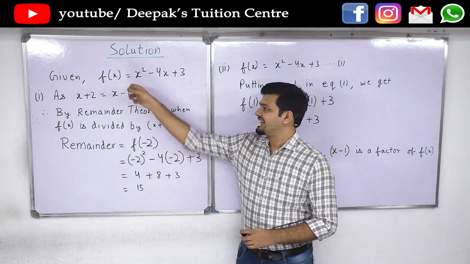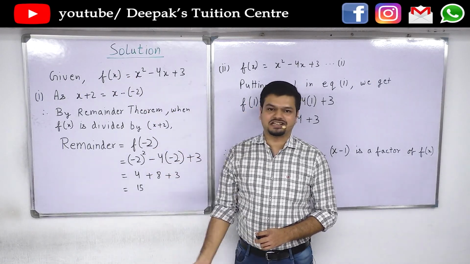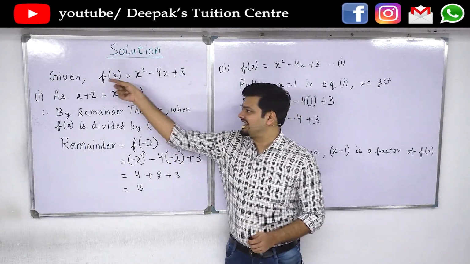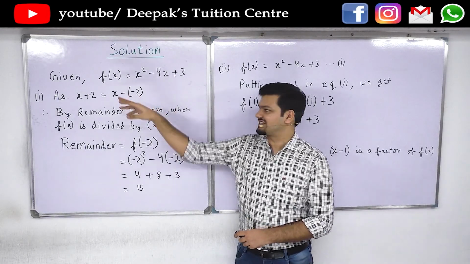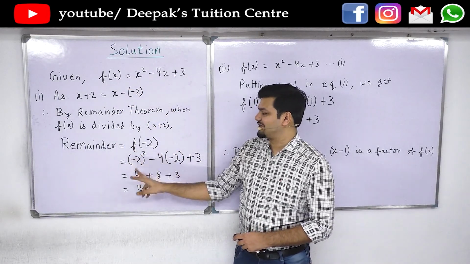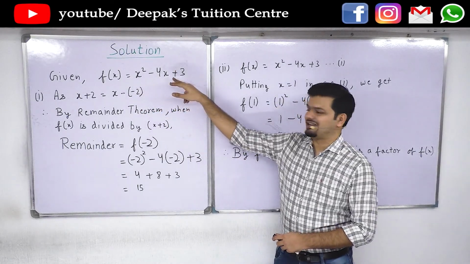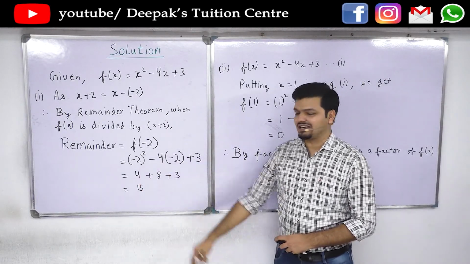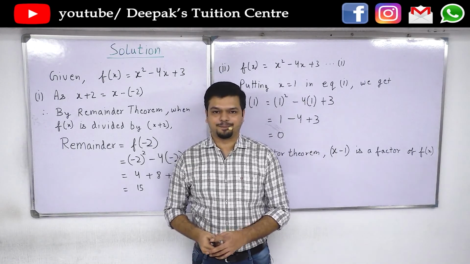That simply means that we replace x and place minus 2 in its place. Wherever x is present in the equation, we will replace x and put a minus 2 in its place. So basically f(minus 2) will be equal to (minus 2) whole square minus 4 into minus 2 plus 3. That will give me 4 plus 8 plus 3. That is 15. So therefore the remainder is 15.